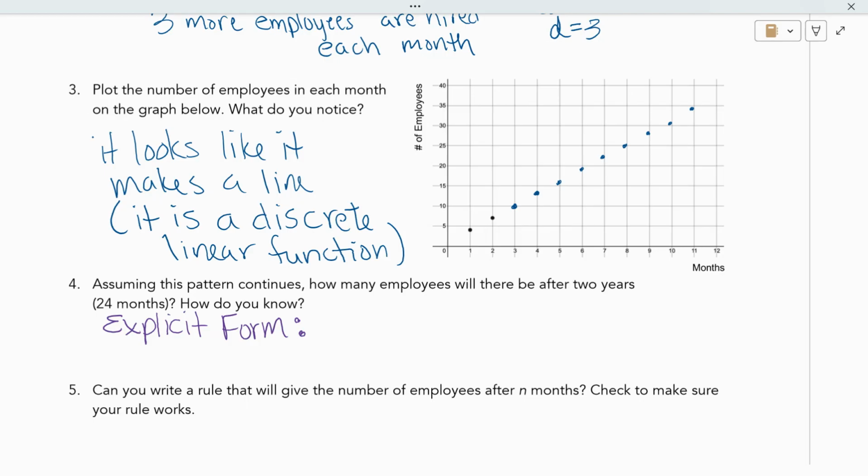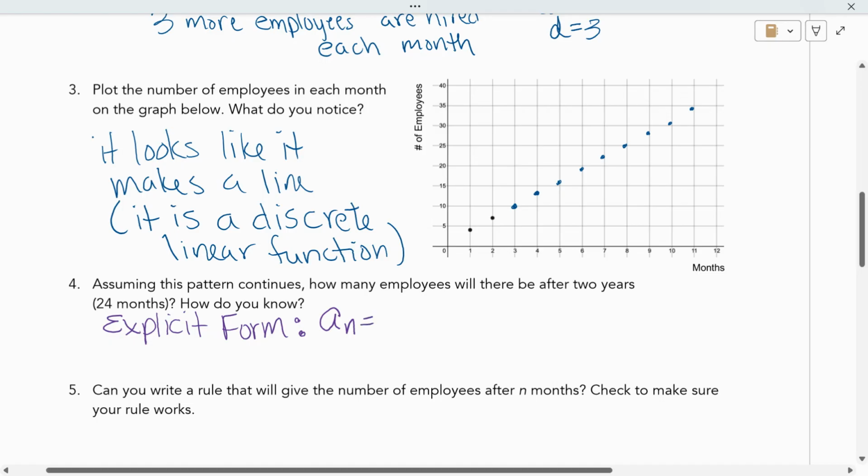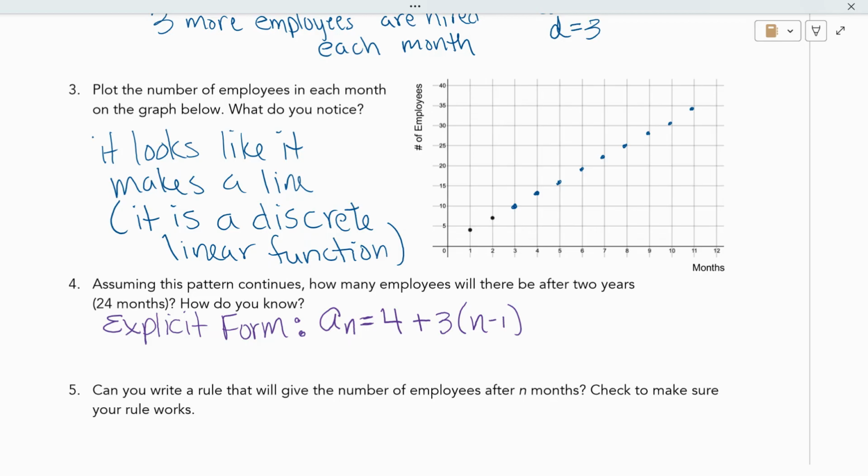A N equals A sub 1. What is the first term? How many employees did we have in month 1? 4. 4 plus, what is our common difference? 3 times N minus 1. All right, now you can tell me what you did. What'd you get?